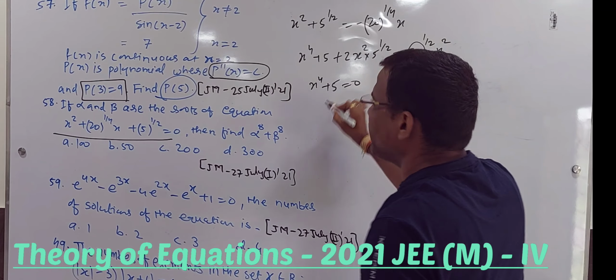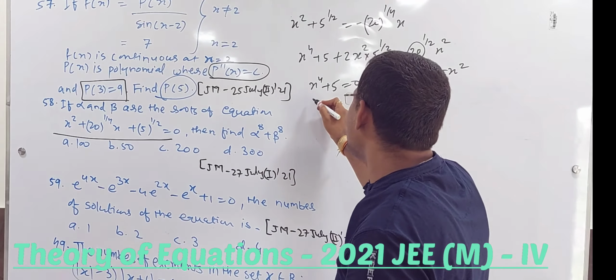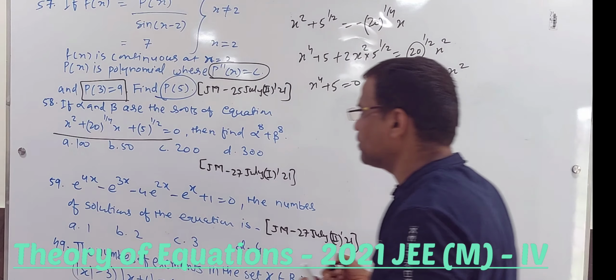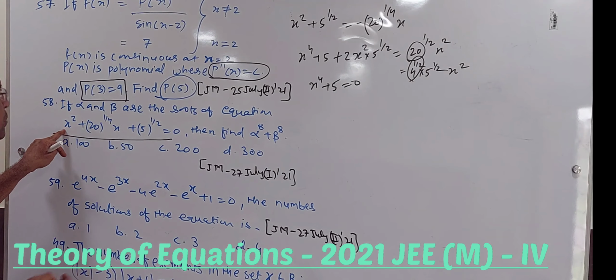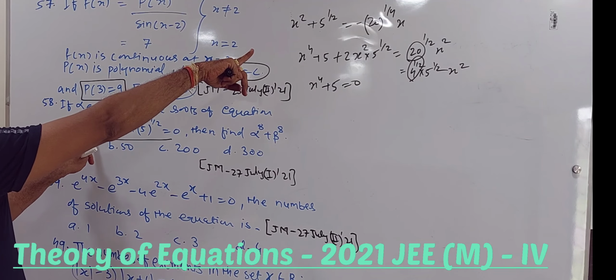So in that case it will be this. I'm not sure, let us check out. It will be this. So x power 4 is equal to, well, let me just check out once again. We will do something like this. (x square plus 5) power half is equal to minus (20) power 1 half for x.